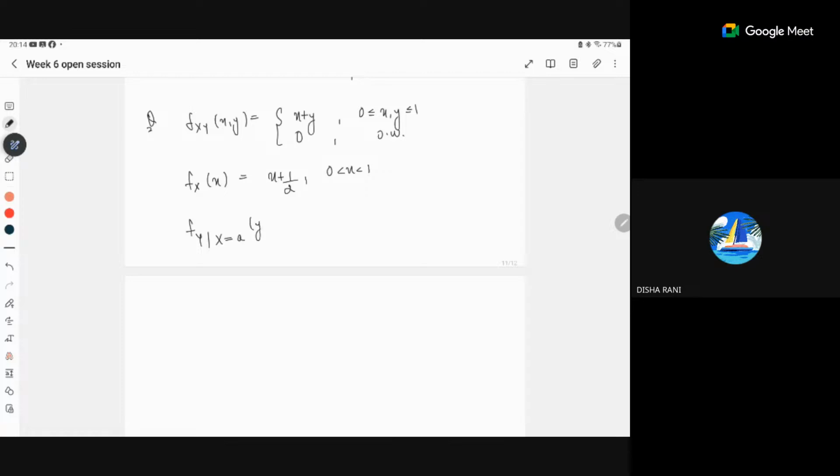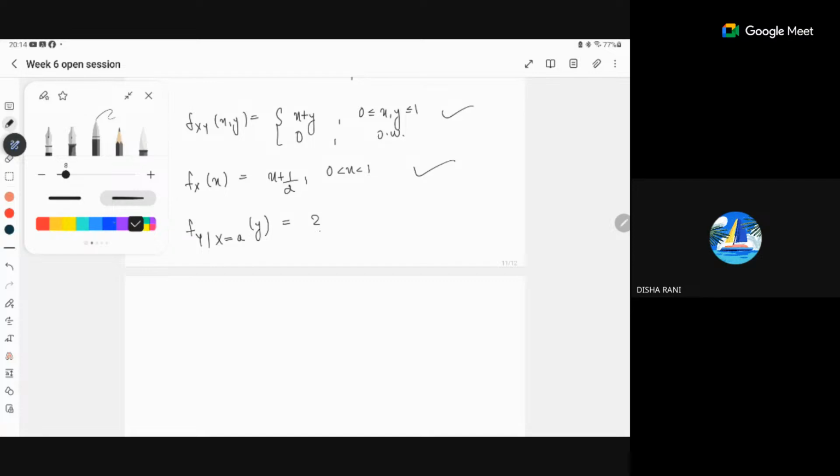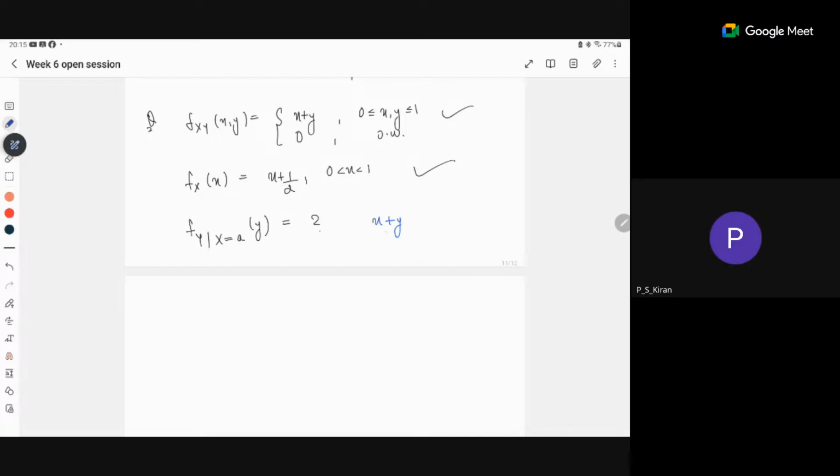What should this be? We are given the joint. I have also given you the marginal of x. Now you have to find this conditional density of y given x is equal to a, in terms of a.